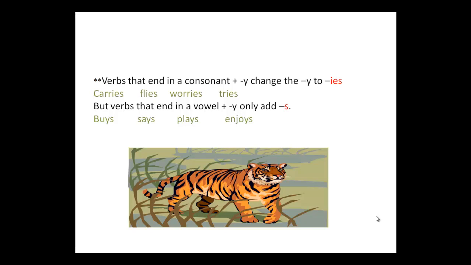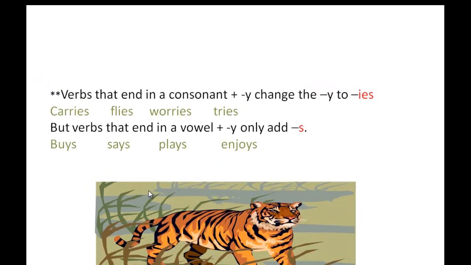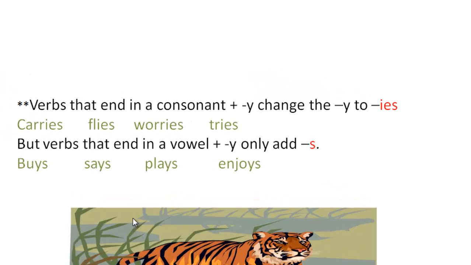But verbs that end in a vowel plus y. So here we have to pay our attention to the vowel, to the letter which precedes the y. If it's a vowel, we have to add only the s letter. For verbs that end in a vowel plus y, like buy, say, play, enjoy, there is no need to add es, we have to add just s.